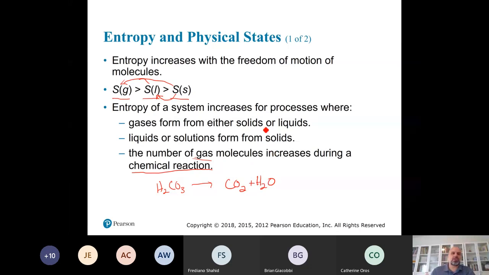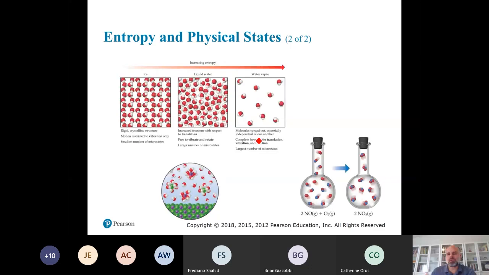All right, so if you think about this from a chemical reaction perspective, carbonic acid is going to go from one molecule to two molecules, right? You have this increase in the number of gas molecules that occur. You're going to see this increase in the entropy of the system. So here's a picture of some of this going on, right?